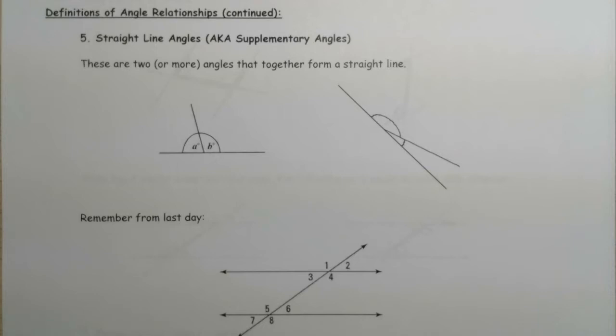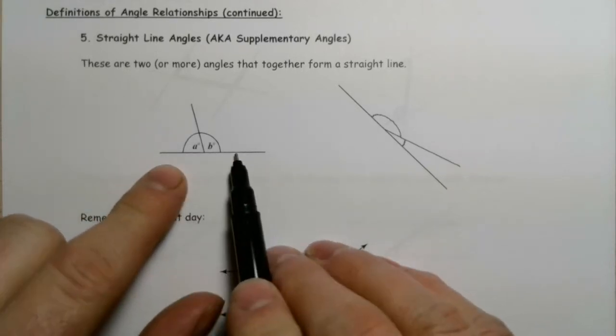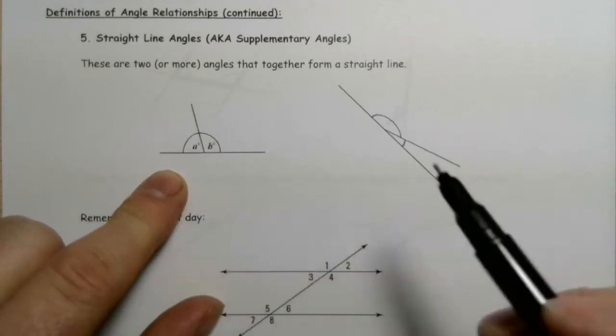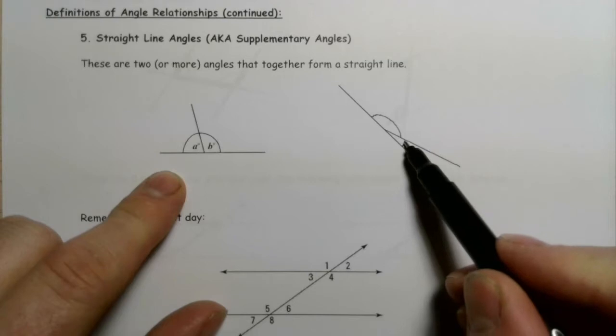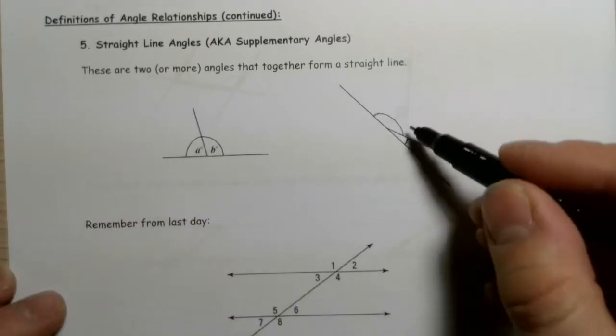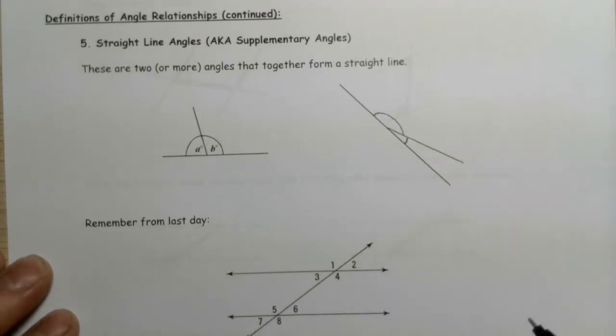When you put them together, for example, A and B, you add them, and you get this straight line, this 180 degree angle. Same thing with these two. You put this angle together with this one, you get a straight line, 180 degrees. These two angles are supplementary. The result: a straight angle.